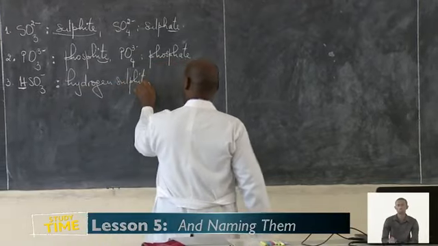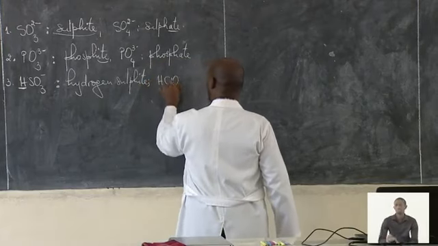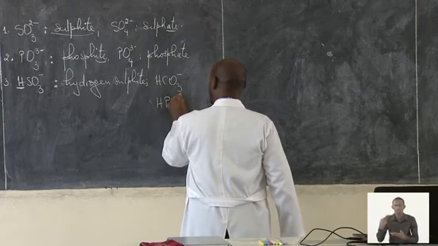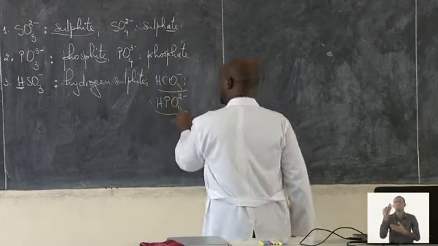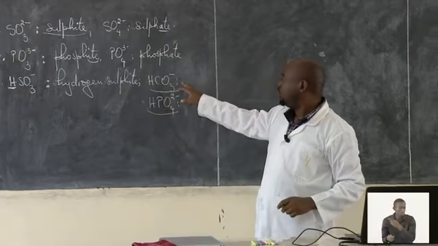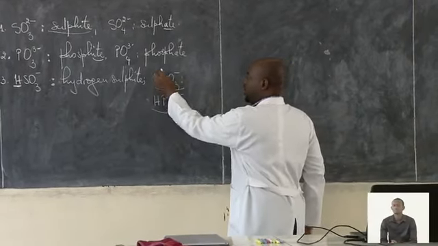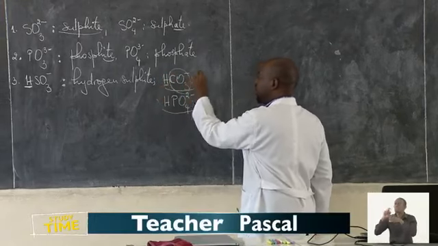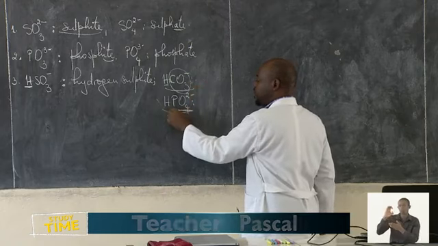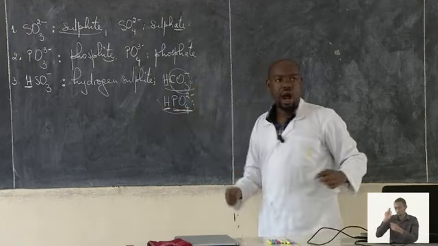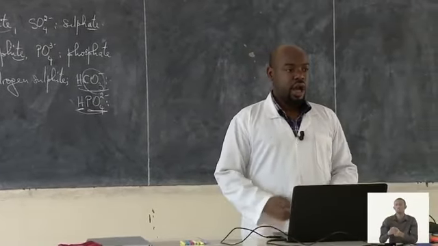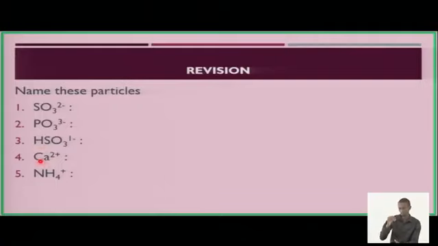You remember this with other particles like HCO3 1- or HPO4 2-. What is the name of this one? The part we have here is the carbonate. And when we add hydrogen, it becomes hydrogen carbonate. And with this one, the phosphate, if you add hydrogen, then it becomes hydrogen phosphate. All right? Good.